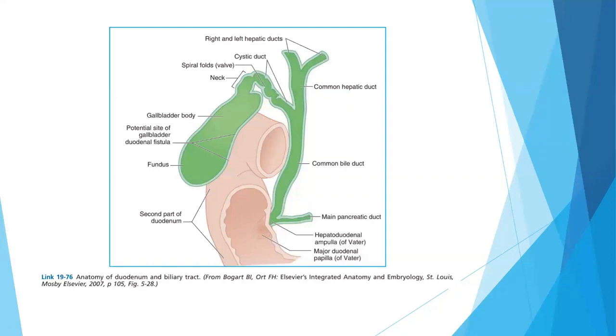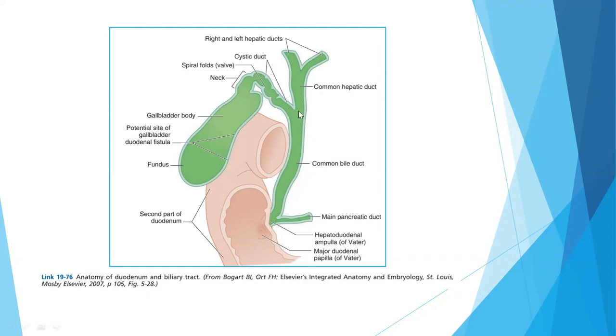Now let's talk about the anatomy of the duodenum and the biliary tract. So this is the gallbladder, and now this is the fundus of the gallbladder, and this is the gallbladder body. And this is the potential site for the gallbladder duodenal fistula or the gallstone ileus. This is the neck of the gallbladder.